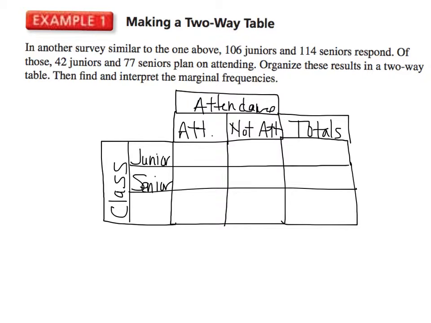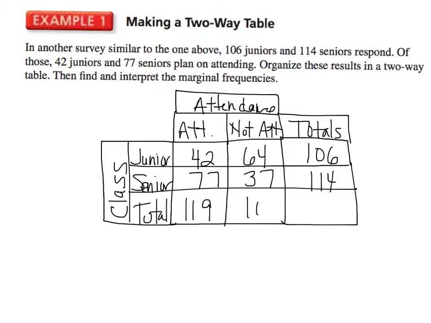So we know that 42 of the 106 juniors are attending. So 42 of the 106. We know that 77 seniors plan on attending of 114. So to get not attending, you just subtract: 64, 37, and now the totals. 119, 101, and the total, which is 220.